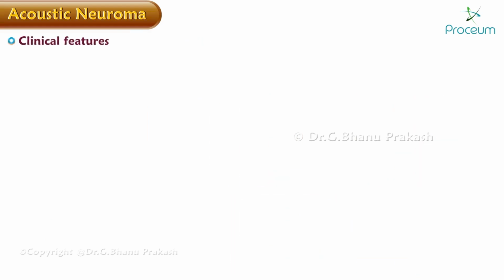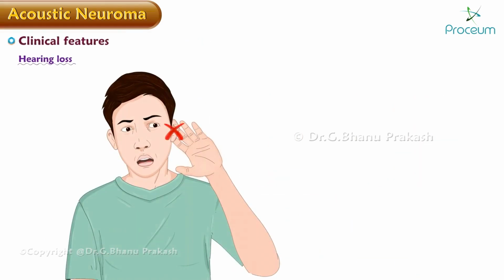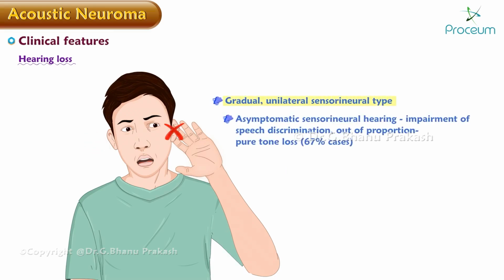Clinical features. Hearing loss. Hearing loss is gradual, unilateral sensorineural type, or asymmetric sensorineural hearing loss, which is associated with impairment of speech discrimination out of proportion to the pure tone loss, and may be seen in around 67% of cases. Atypically, there may be sudden hearing loss in 26% of cases and normal hearing in 1 to 5% of cases.